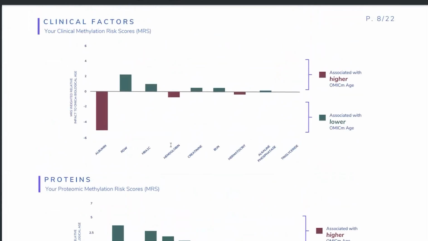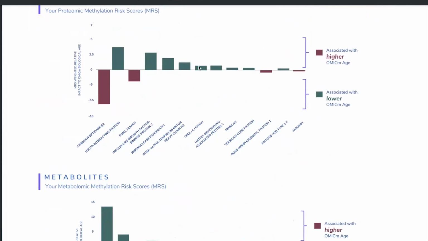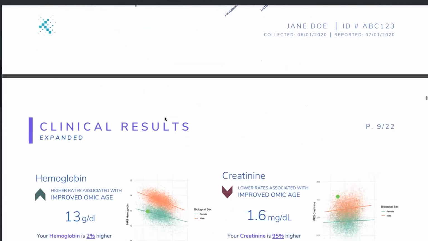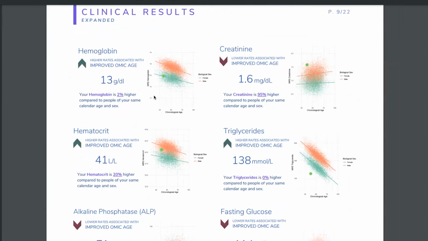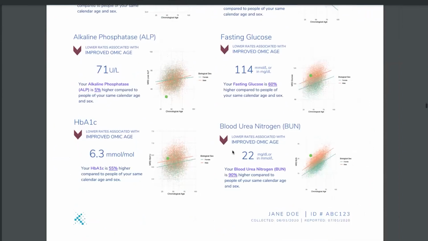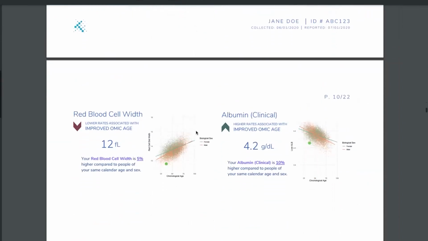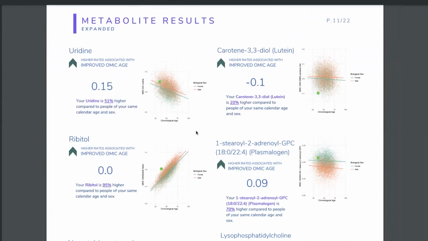Amazing. All these traditional biomarkers, like your albumin, your HbA1c, your hemoglobin, your creatinine. We also have several different peptides and proteins, and then also some metabolites. And we're actually even going to be reading out these metabolites and proteins like this. So we can actually tell you what your hemoglobin is, or what your hematocrit is, or triglycerides, or alkaline phosphatase, or fasting glucose, for instance. So what we can really start to do now is make really specific recommendations on how to improve this.